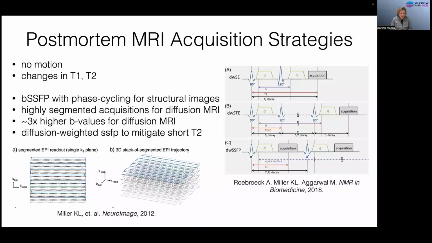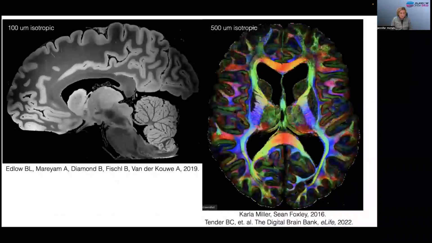images in postmortem brains. For diffusion imaging, there's no motion, so you can use these segmented acquisitions to get really high-resolution, low-distortion images. And you do need b-values about 3 times higher than you would use in vivo to get a similar level of contrast. Still, if you take these things into consideration, you can get absolutely drop-dead gorgeous, beautiful data that has a lot of value on its own, even before you compare it to any histology.